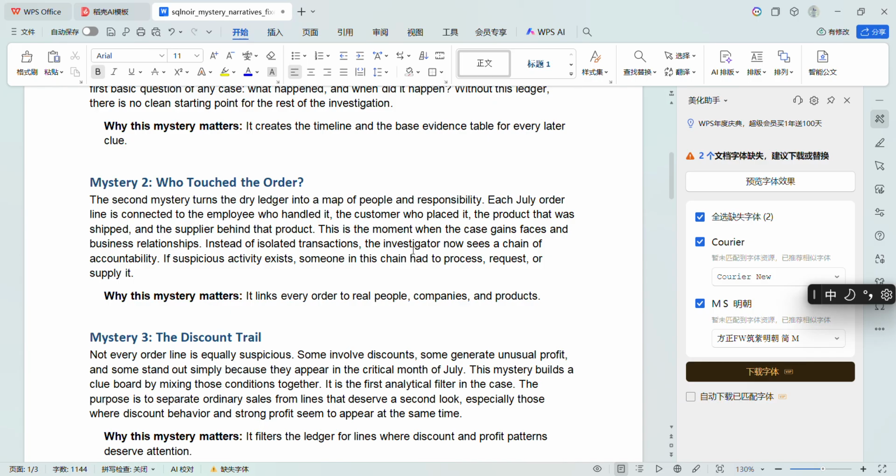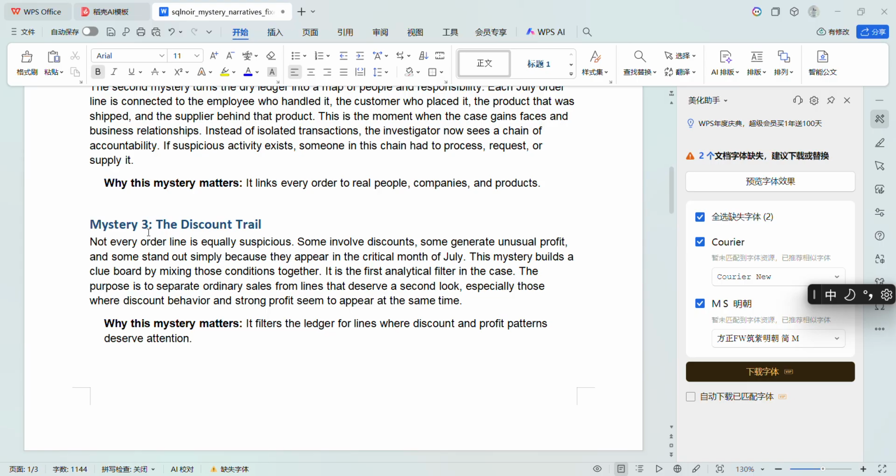transactions. The investigator now sees a chain of accountability. If suspicious activity exists, someone in the chain had to process requests or supply it. While this mystery matters, it links every order to real people, companies, and products.